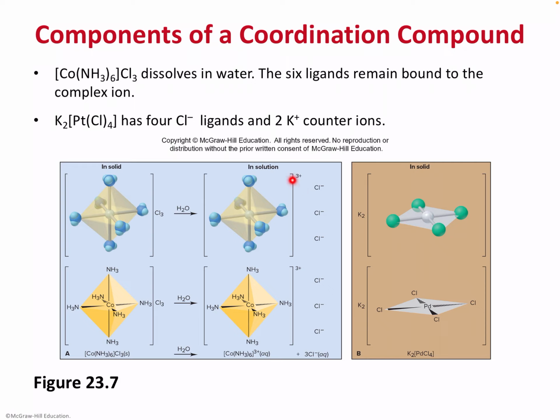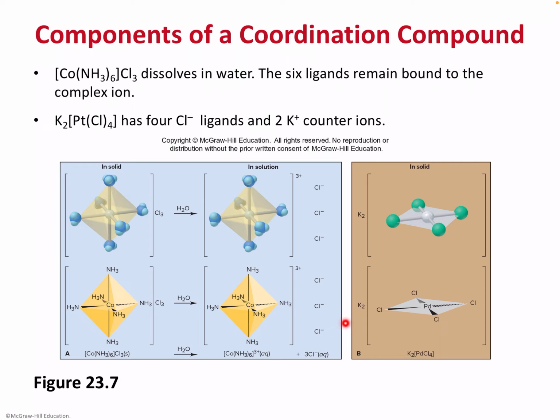So then this becomes 3 plus, and there are 3 chloride ions. The same thing is written over here with the formulas: 6 ammonia ligands bound to cobalt chloride. This is the solid in water. This will remain intact. The 6 ammonia ligands will stay intact with cobalt, and this would be a 3 plus ion, and there are 3 chloride ions.